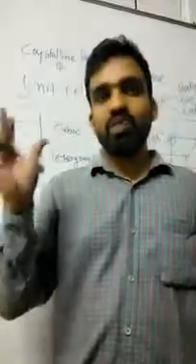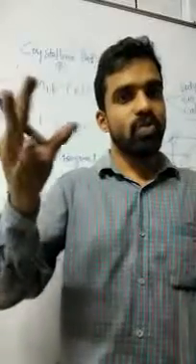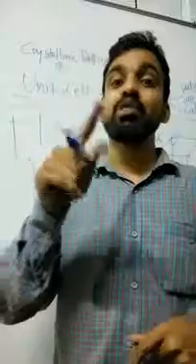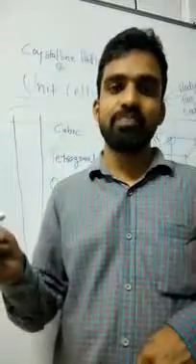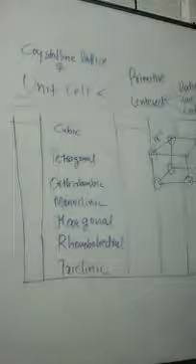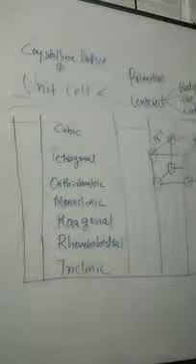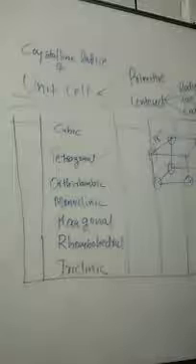6 faces will be there in a cube. So the total contribution from the face centers is 6 × 1/2, that is 3. Plus 1 from the corner contribution. That is 3 plus 1, that is 4.